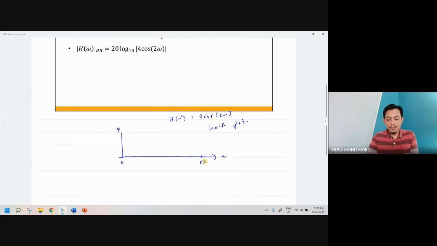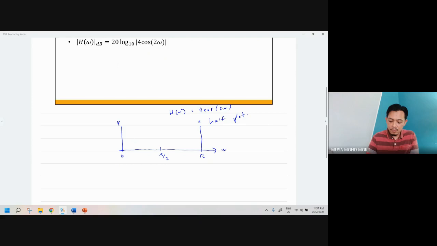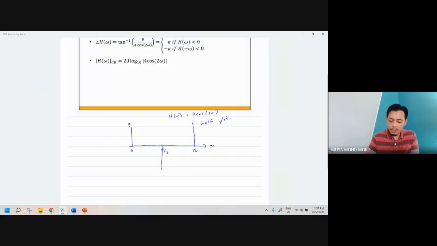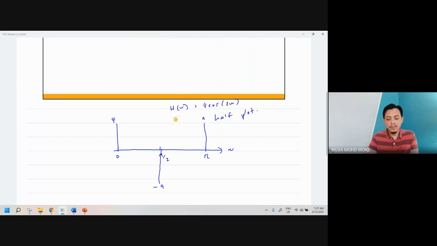At pi, this becomes 2 pi. Cos 2 pi is again 1, multiplied by 4, so you get 4. At pi over 2, multiplied by 2, it becomes pi. Cos pi is minus 1, multiplied by 4, so you get minus 4. Then at pi over 4, it will be pi over 2, and cos pi over 2 is 0.